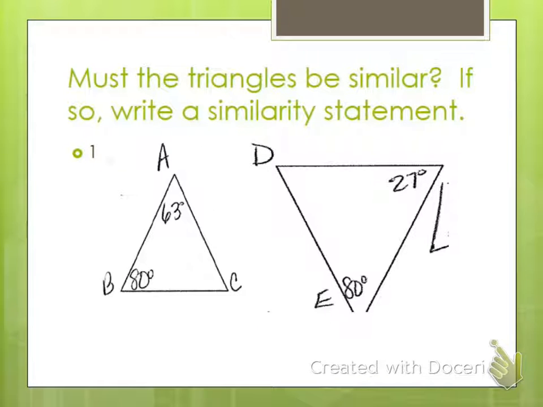Let's practice using this. So let's get this diagram copied down. We've got a triangle ABC, another triangle DEF. We have a couple angles marked in each of them. We have to decide if there's enough information to know that the triangles are similar. If they are, we will write a similarity statement. If they are not, we will not write a similarity statement.